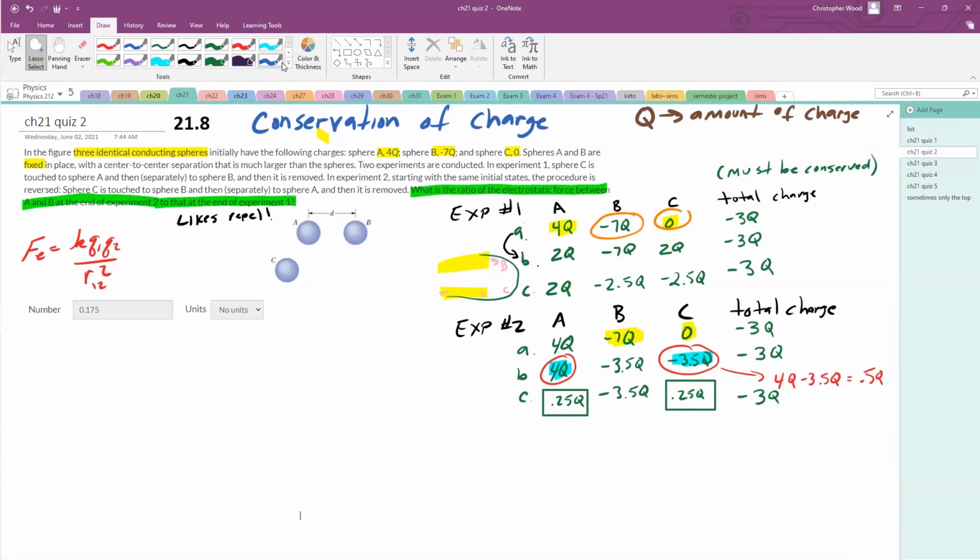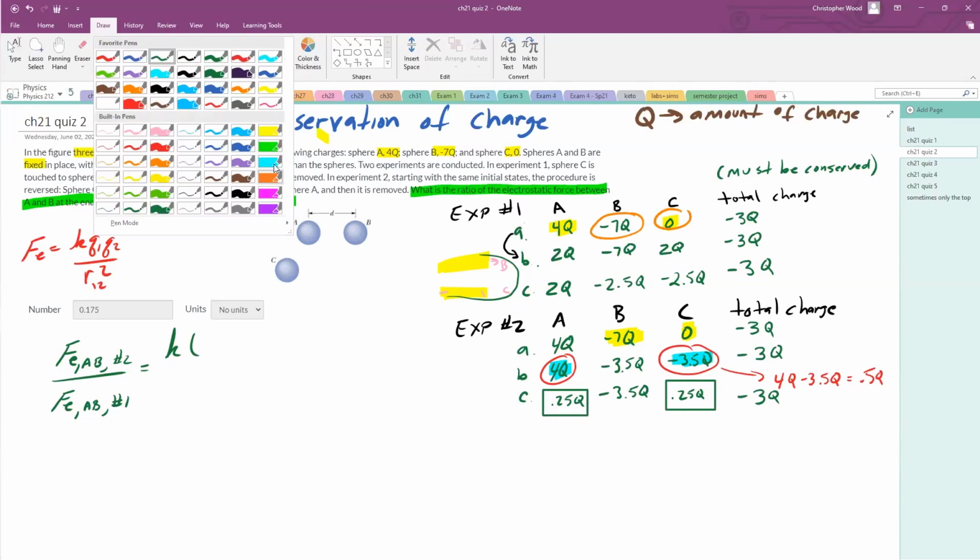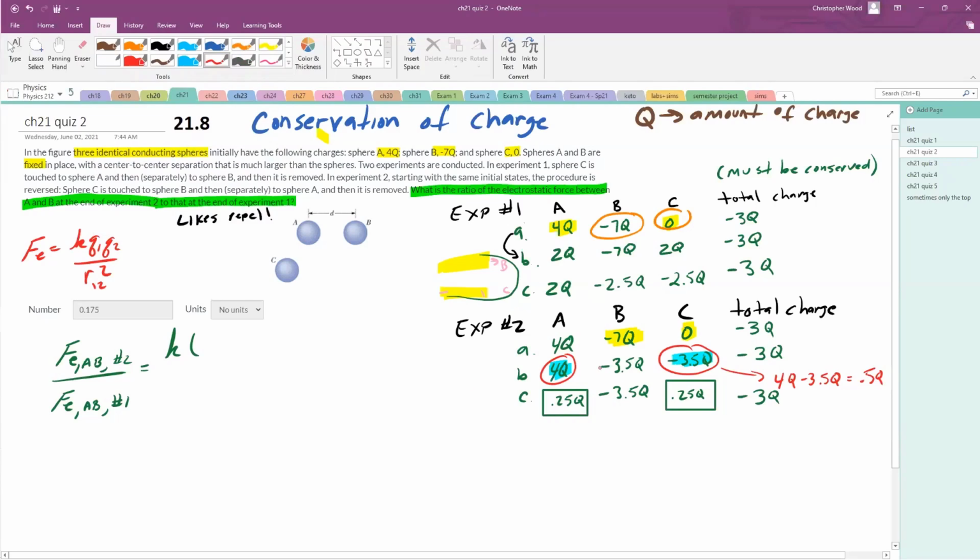All right, so now I'm going to go back to taking the ratio. What is the ratio of the electrostatic force between A and B at the end of experiment number 2 to the electrostatic force between A and B at the end of experiment number 1? And maybe I'll fast track this a little bit. This is going to be K, QA, and QA is right here at the end of experiment number 2. Here's QA right here. So QA is a 4Q. I'm sorry, it's right here.